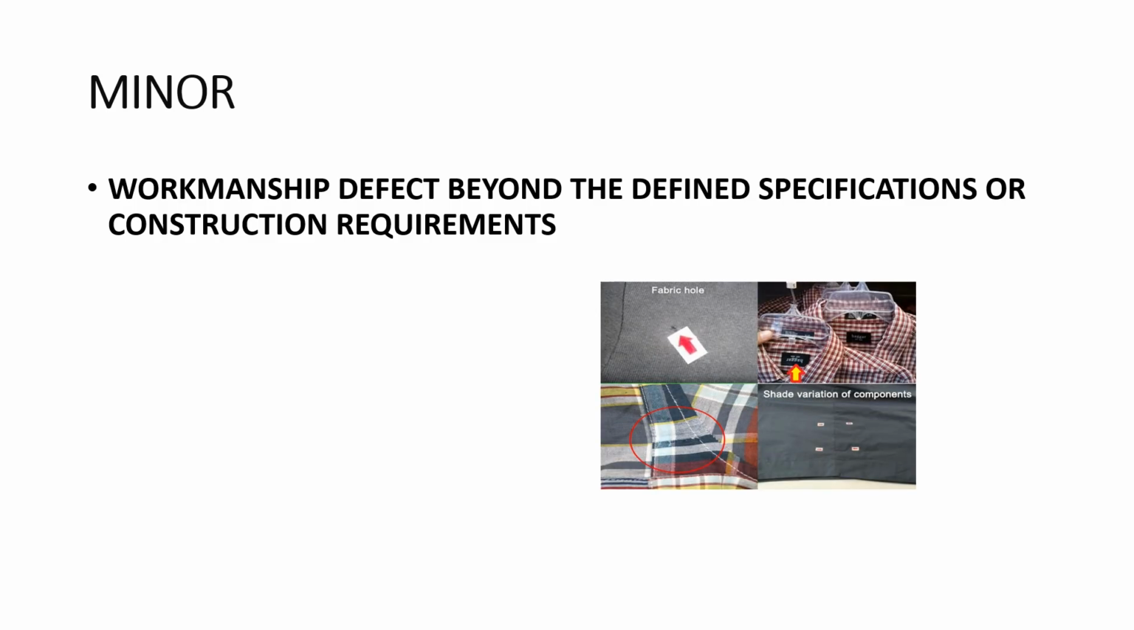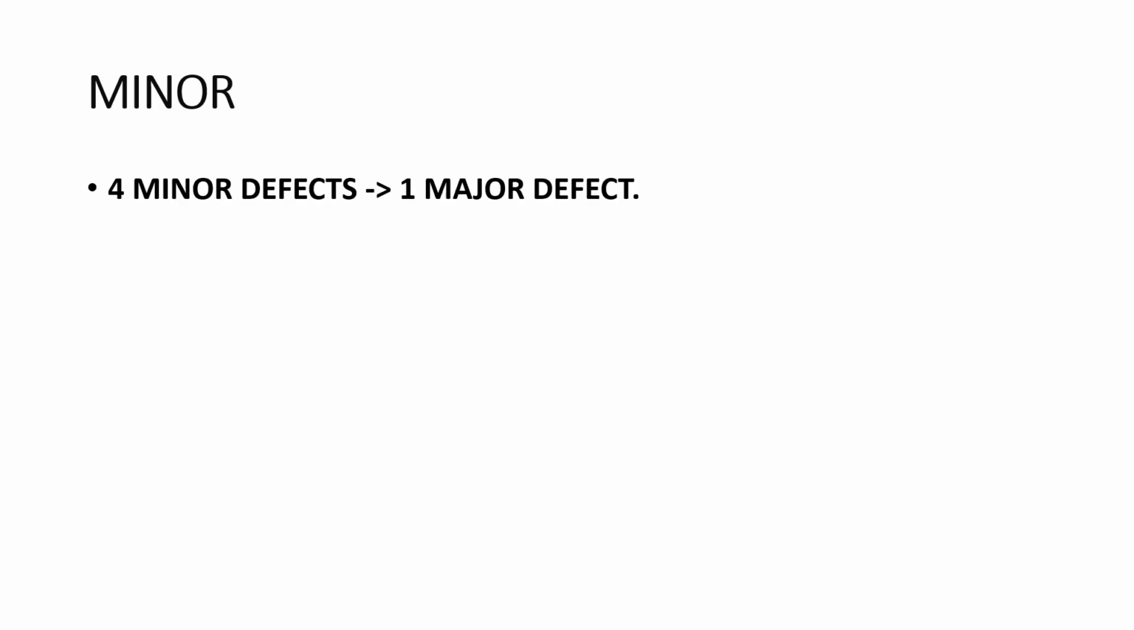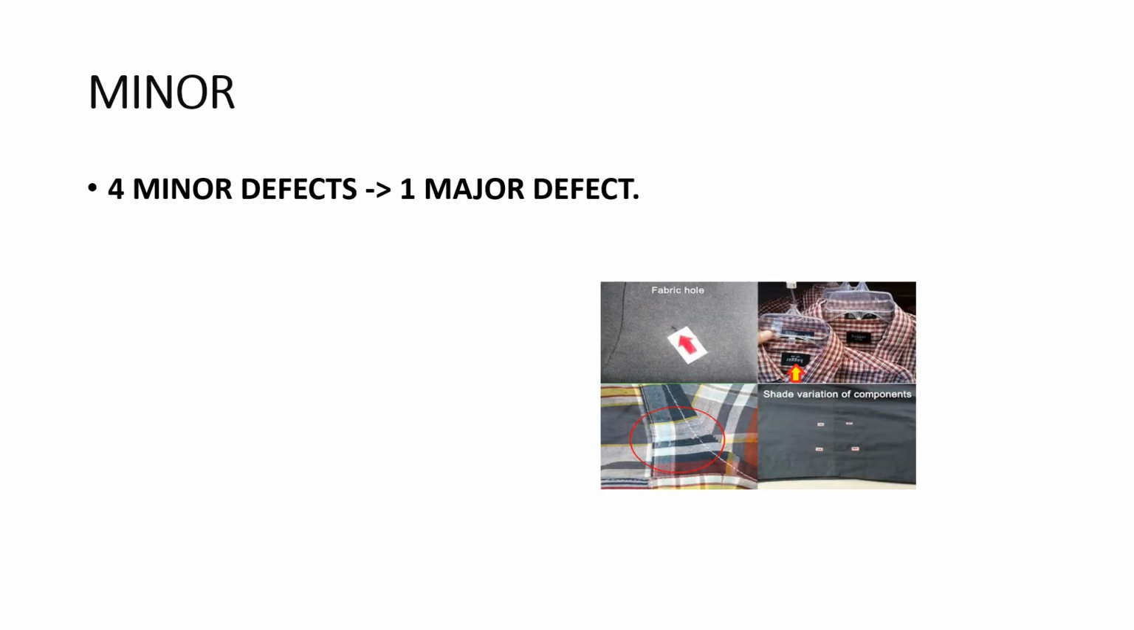So these are the examples, as I have already told you, of minor defects in the different products shown to you. Now again, the minor defect is classified such that 4 minor defects is equivalent to 1 major defect. And it is understandable that if this minor defect is there in the garment, you can still use this garment or the fabric with the minor defect.